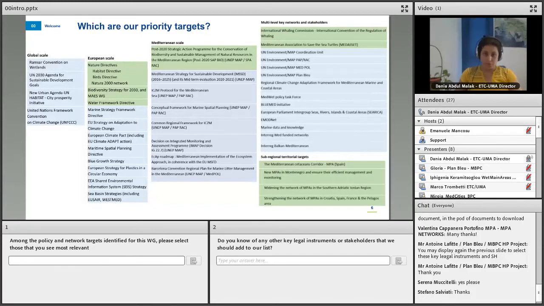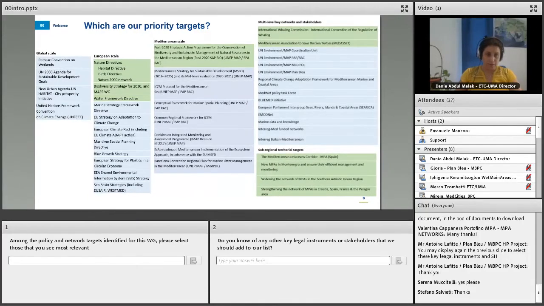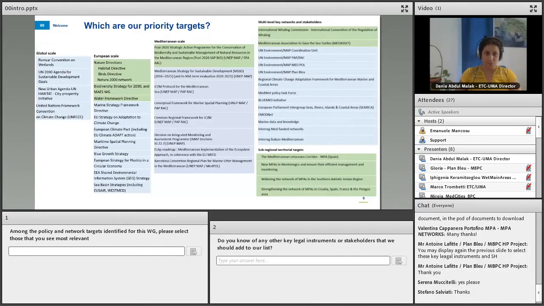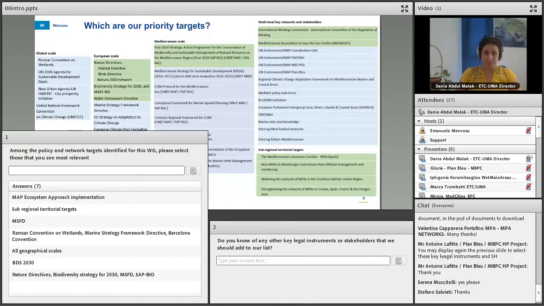So maybe for not losing too much more time, we have lots of interesting material. Maybe we can broadcast the results, Manu, so people can at least see what has been mentioned already, and if they still want to add something, they could add it on the chat.